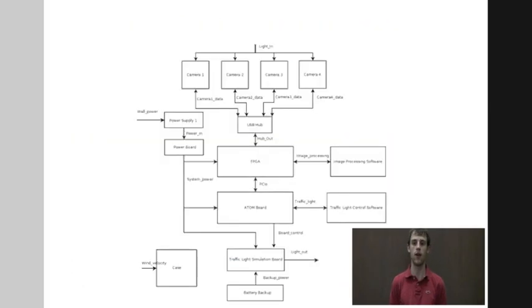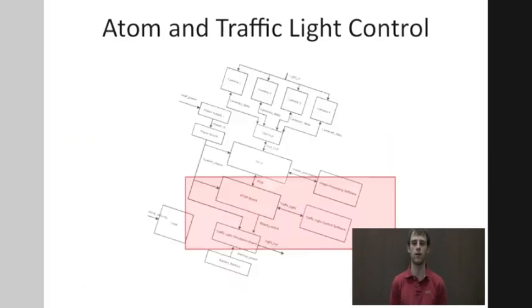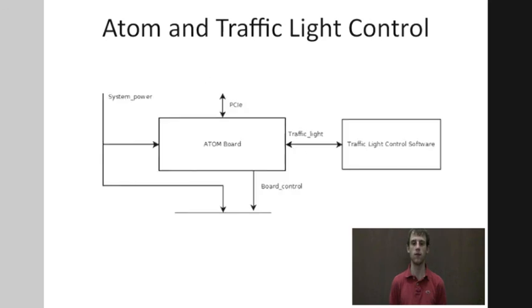Next, we will take a look at the Atom and how it controls the traffic lights. The Atom will receive pixel coordinates and the number of cars for each direction from the FPGA and send an interrupt to the traffic light simulation boards indicating that the light should change. This data will then be used to calculate when each car will arrive at the intersection, ultimately deciding when to change the light and flow with traffic.